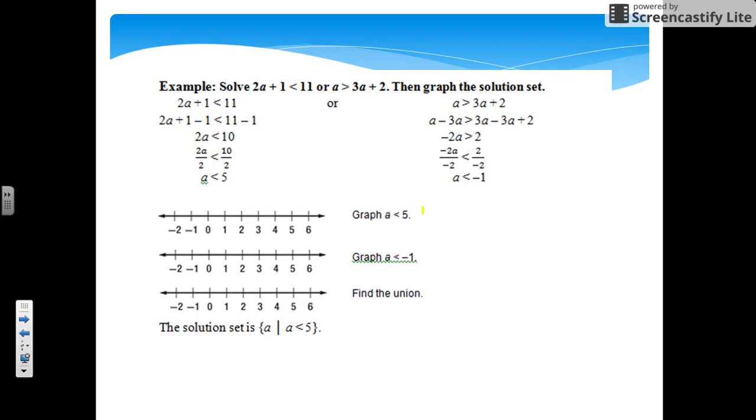So now we'll move to an example. So this one's already solved for us. So to graph it, the first part would be 2a plus 1 is less than 11. And we find out that a is less than 5. So we'll go ahead and graph that.